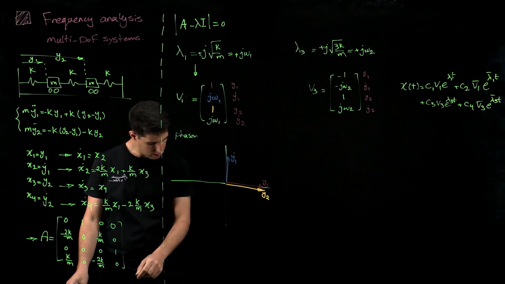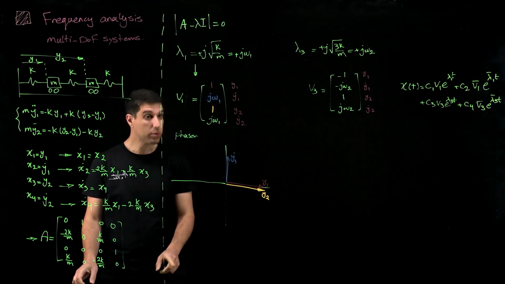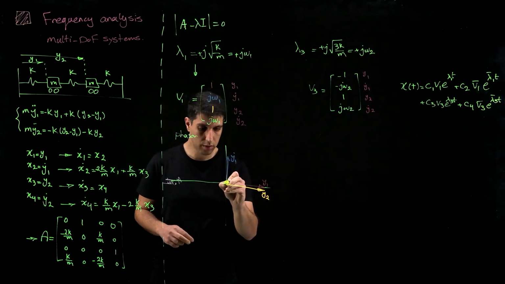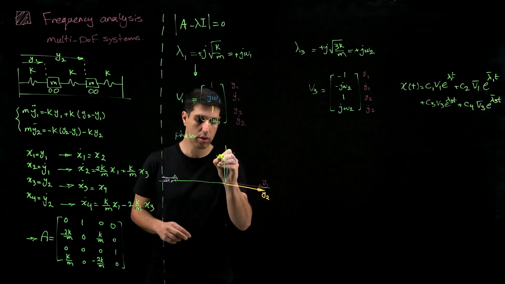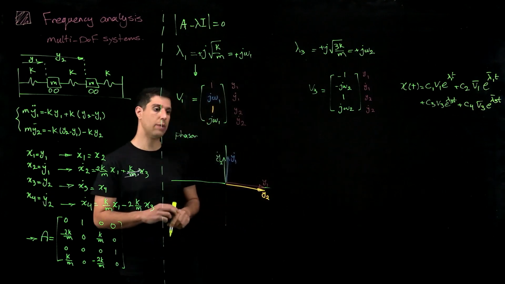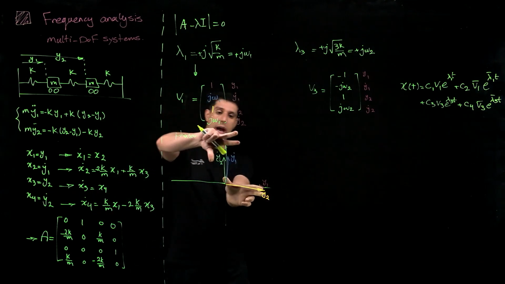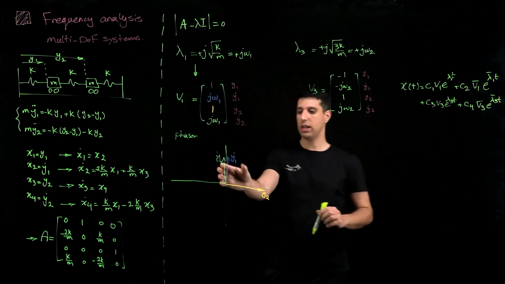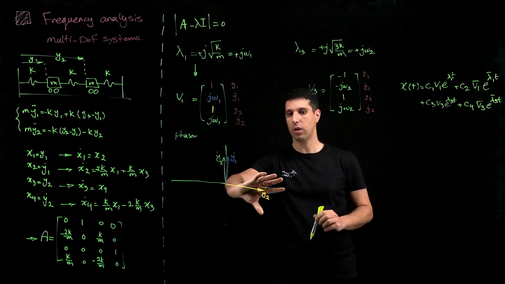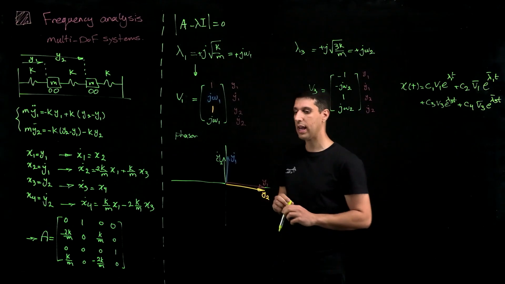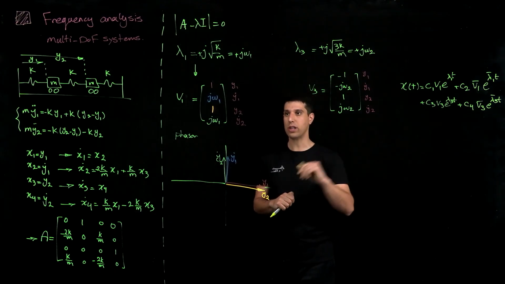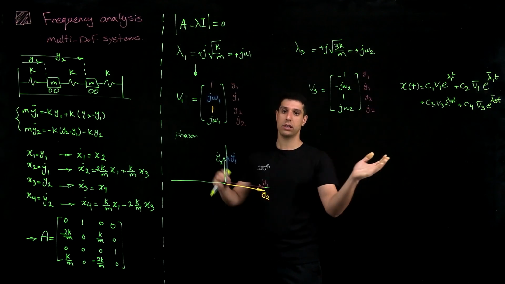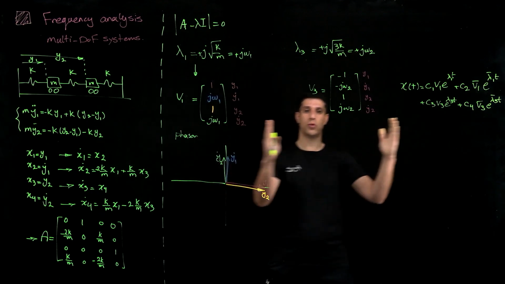And we'll color this one this color, and y dot 2 is also in the same direction. So as these phasors rotate, you'll see positions are in the same direction. They have the same sign. So essentially they move together.